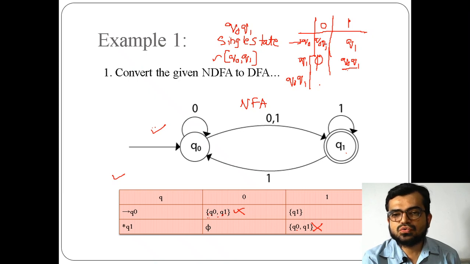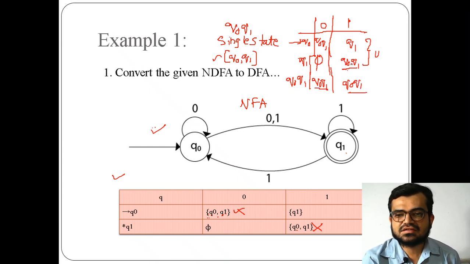We need to perform the union operation on Q0 and Q1 for input 0. When I perform the union operation of Q0 and Q1, as Q1 is phi, I can write it as a single state, [Q0, Q1]. And here also I should perform the union operation. What will I get again? [Q0, Q1], the same. This is a single state, this is also a single state, this is also a single state.